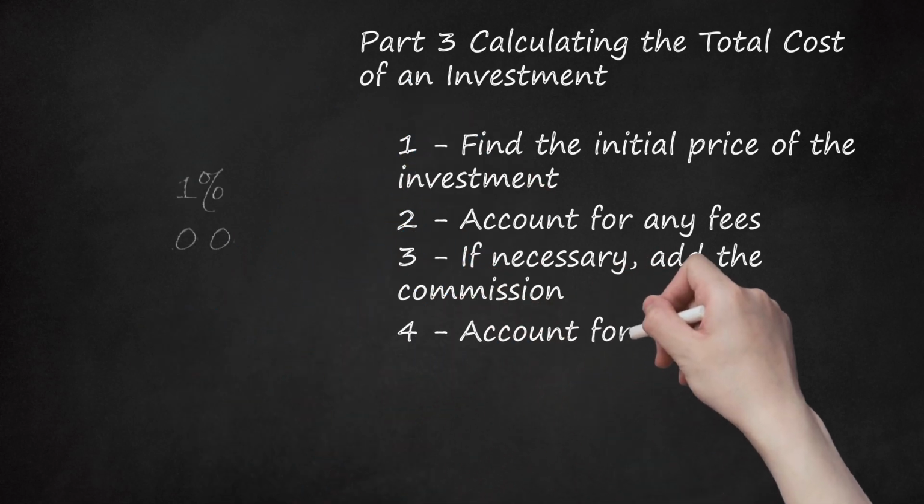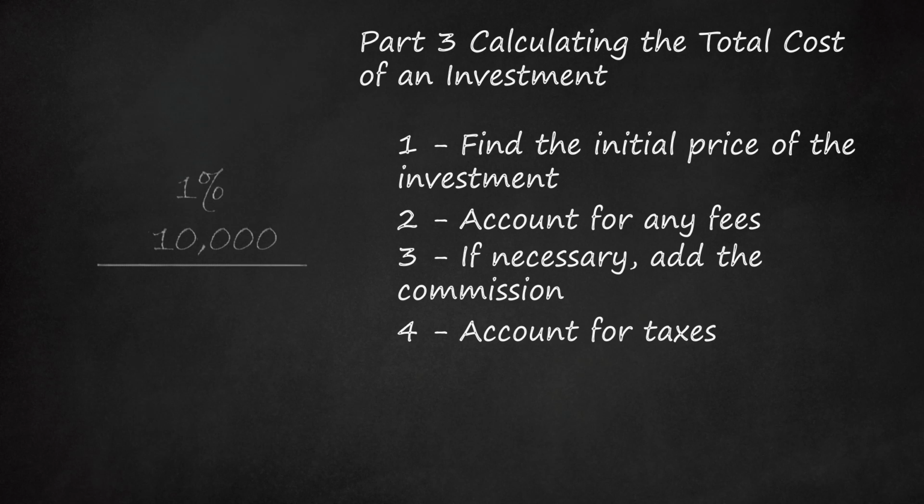4. Account for taxes. Finally, add the cost of any government taxes incurred as part of the investment process. In the U.S., taxes can be, and are, levied on investment income after you've already invested your money, but, when determining the total cost of an investment, you're generally more worried about taxes that are levied up front.